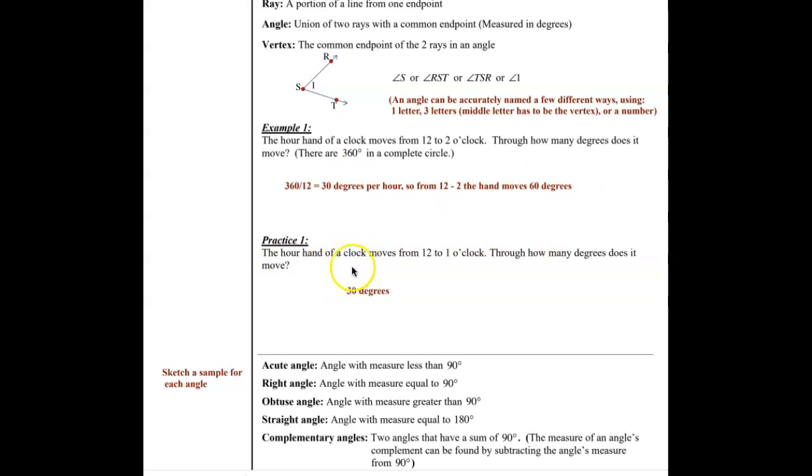And now that I know each hour is 30 degrees, I could use that for this. The hour hand of a clock moves from 12 to 1 o'clock. It only moved 1 hour, so it only moved 30 degrees.